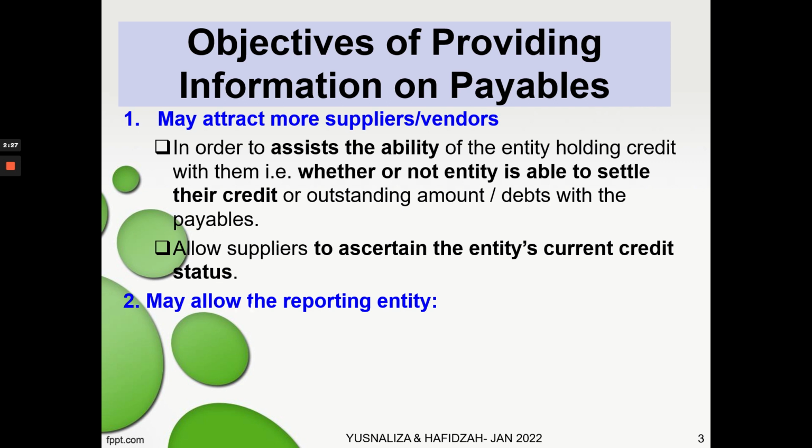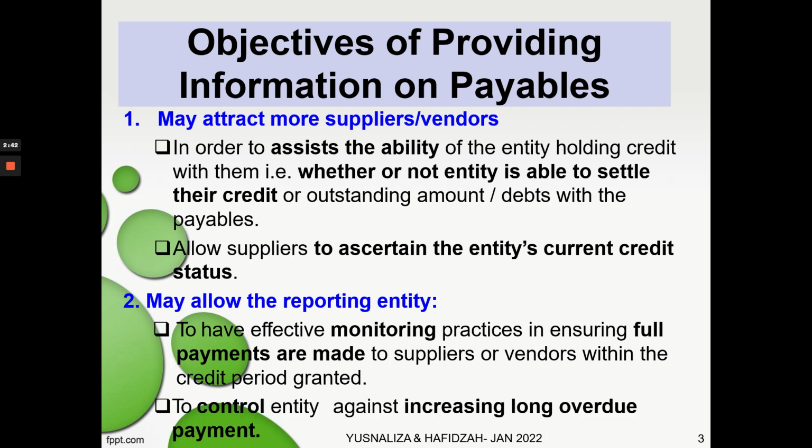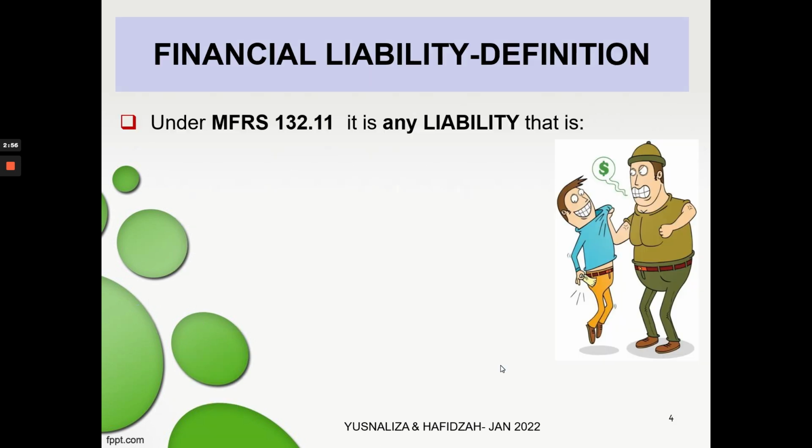And also allow the reporting entity to have effective monitoring practice, so that they will ensure full payment will be made to the suppliers or vendors, so they can monitor the payment to the suppliers and vendors within the credit period granted. To control the reporting entity against increasing long overdue payment, so that you will not take up so much credit purchase, because that will increase the potential of overdue payment.